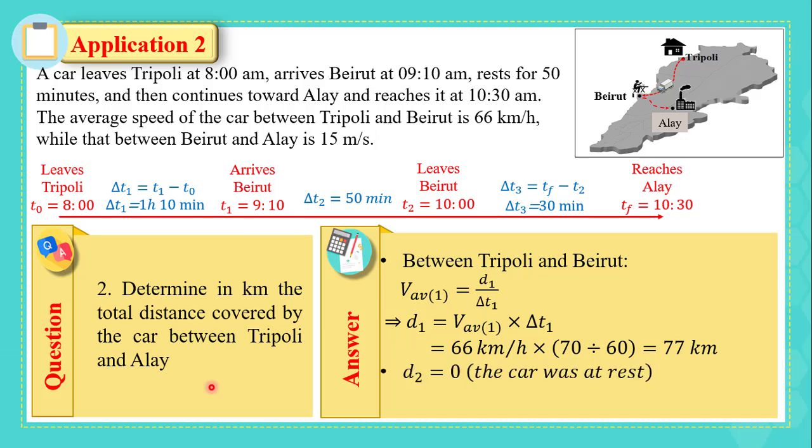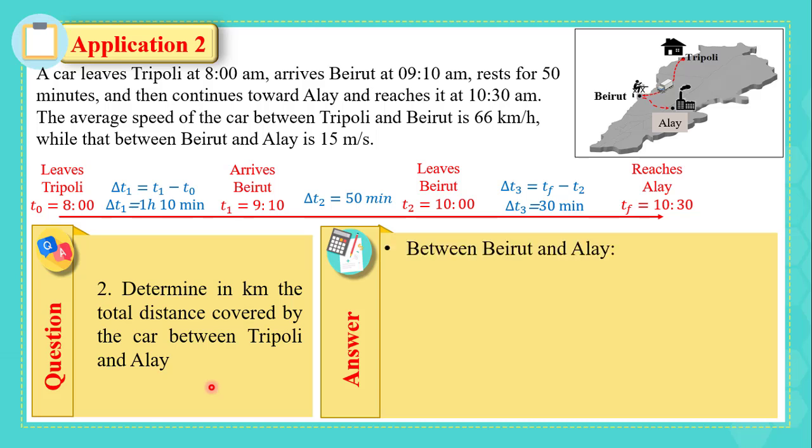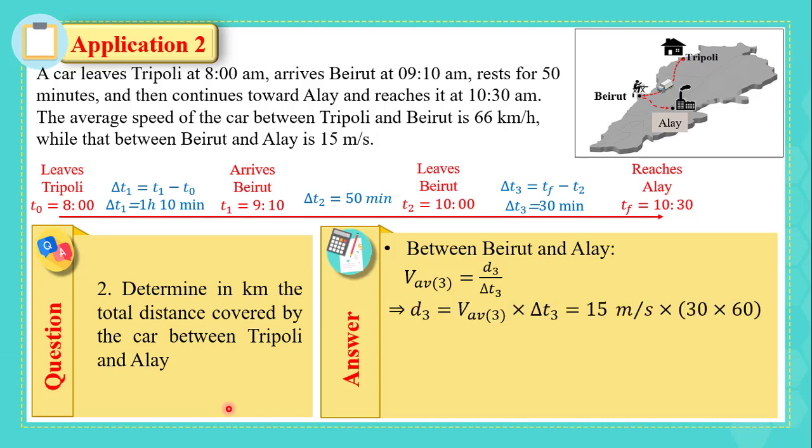In the second part, which is the rest in Beirut, the car was at rest, then the distance traveled by the car is 0 km. The third part is between Beirut and Alai, where the average speed was 15 meters per second. We have the duration of time in minutes and the speed in meters per second, then start by converting the duration of time into seconds by multiplying it by 60. Then the total distance traveled by the car in this part is equal to 27,000 meters. Dividing it by 1,000, we obtain 27 kilometers.